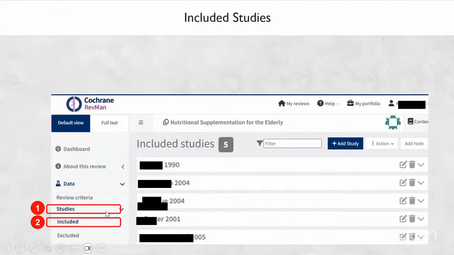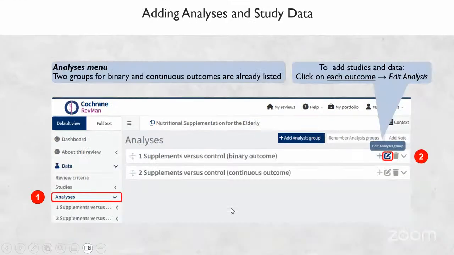And then you go to your studies. You add all the studies you have, and include the studies. You add it all here. Then it will be shown on your screen like this. You have the supplement versus the control, which is a binary and continuous outcome. Okay, and if you want to edit your outcome, it will be easy just by clicking here.